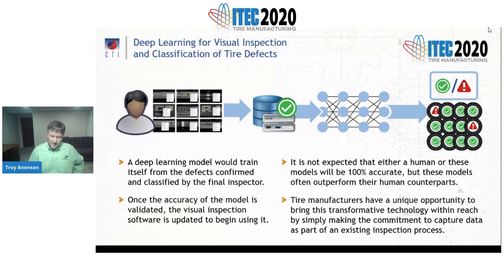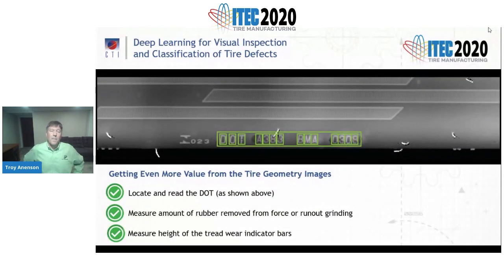And on the next slide, so outside of detecting and classifying visual defects, the visual inspection software has additional image classification and object detection algorithms, giving it even more value. Such algorithms could locate and read the DOT code on the sidewall, as you can see in the image provided on this slide.